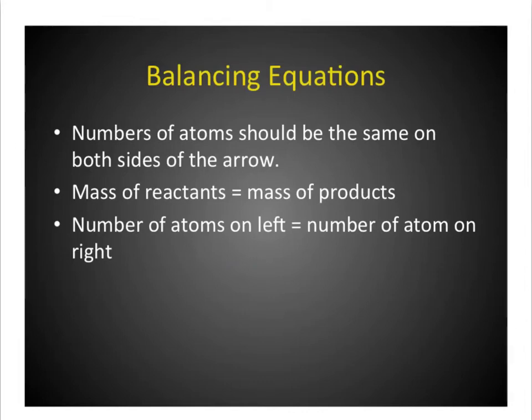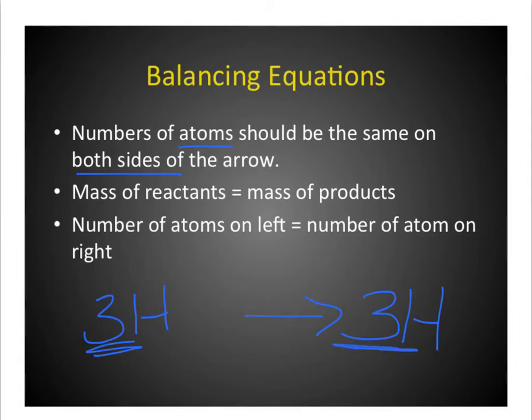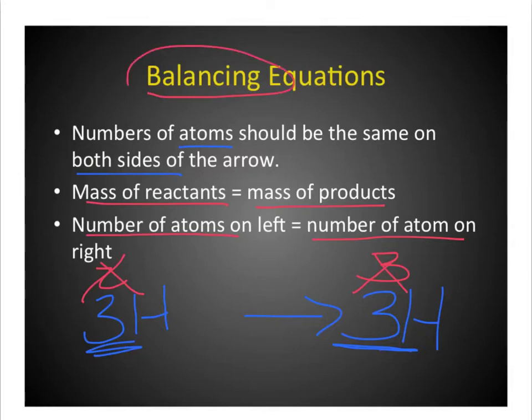Okay, so in balancing equations, the number of atoms should be the same on both sides of the arrow. So if you have 3 hydrogens here, you need to have 3 hydrogens here. This number has to be the same. We cannot have 2 and 3 hydrogens. That's bad. Okay? So the mass of the reactants and the mass of the products have to be the same. The number of atoms on the left equals the number of atoms on the right. Balance. That's what we want here.